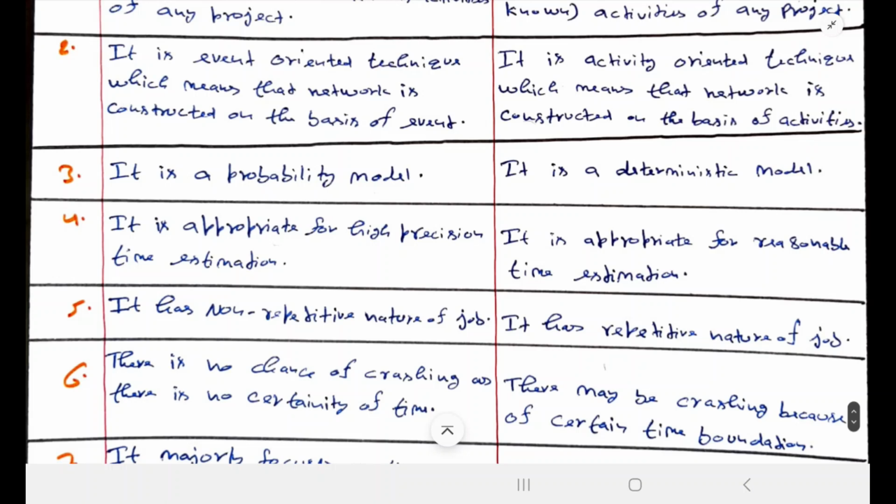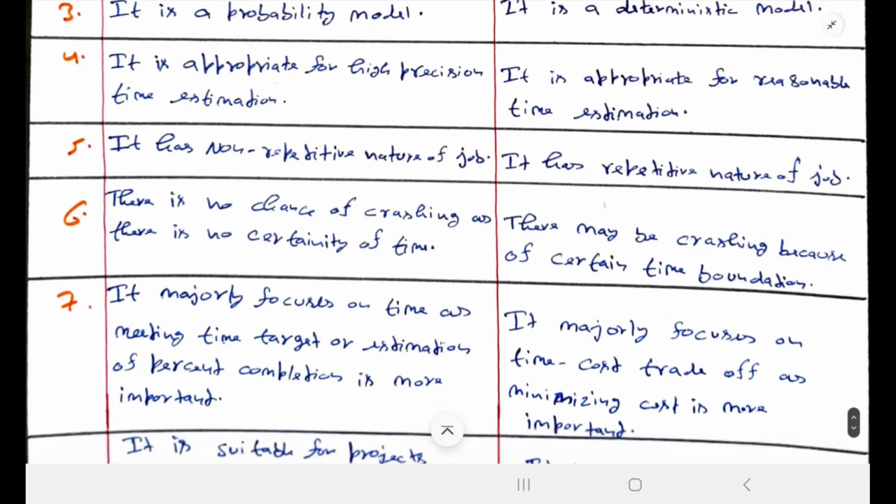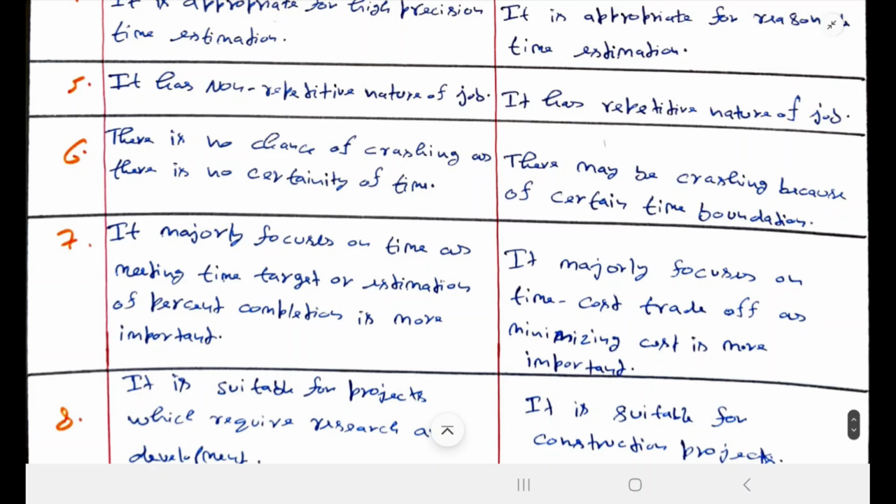PERT is a probability model and CPM is a deterministic model. PERT is appropriate for high precision time estimation, and CPM is appropriate for reasonable time estimation. PERT has a non-repetitive nature of job. CPM has a repetitive nature of job.